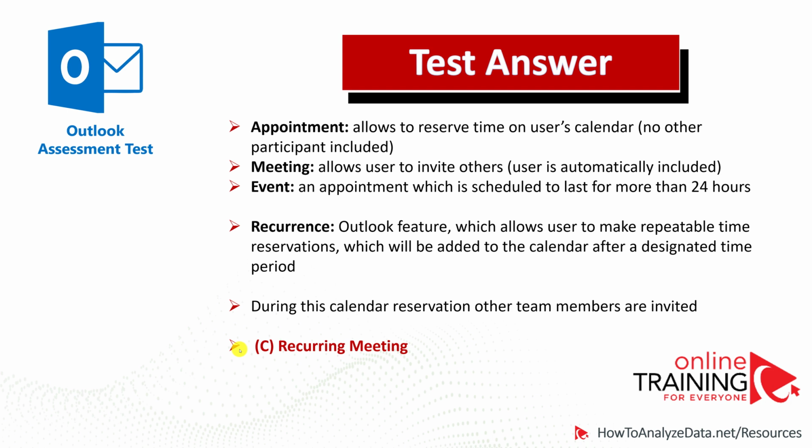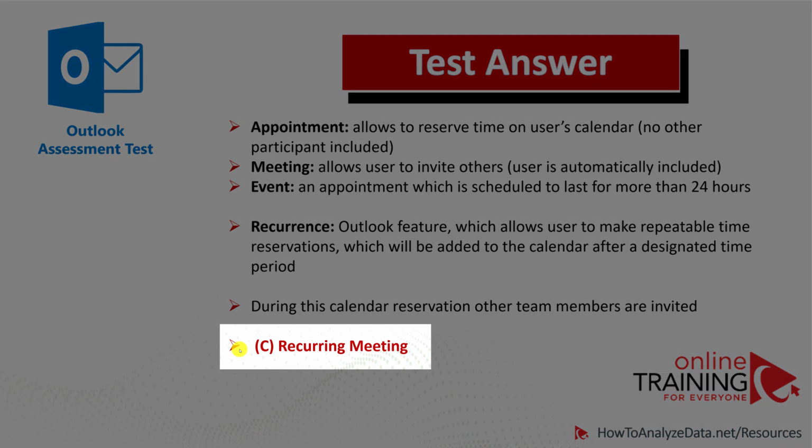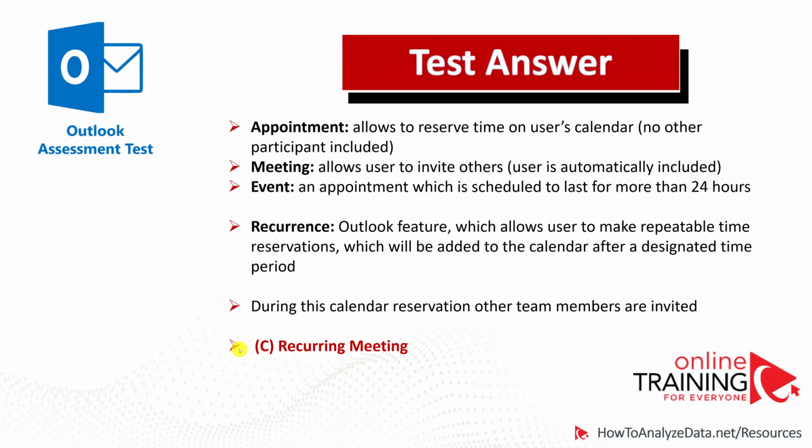If you look at the original question, during this particular calendar reservation, other team members are invited. So the correct choice here is choice C, recurring meeting. As we have learned here, other time reservations serve different purposes in Outlook. Hopefully you've nailed this question.